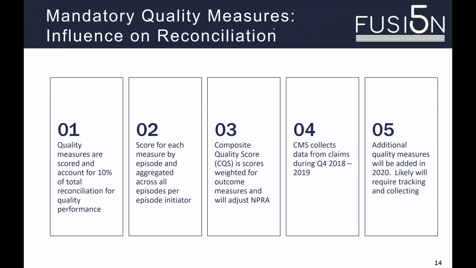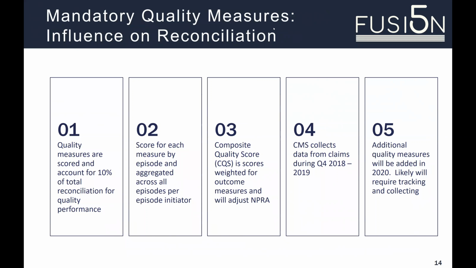And you can think of these quality metrics in kind of a sequence. They're going to look in aggregate at your scores on your different metrics, on that previous slide, and then they would apply a composite quality score. And that then creates the factor that could go down for you in your reconciliation.